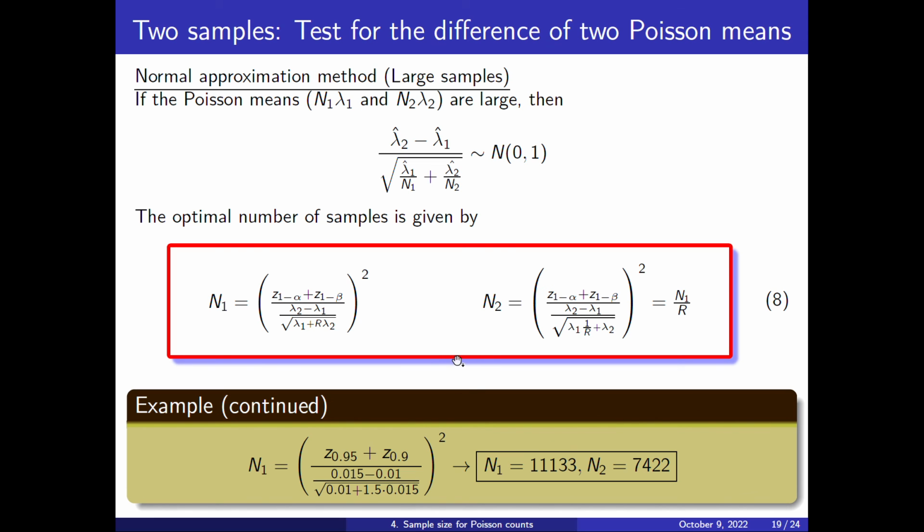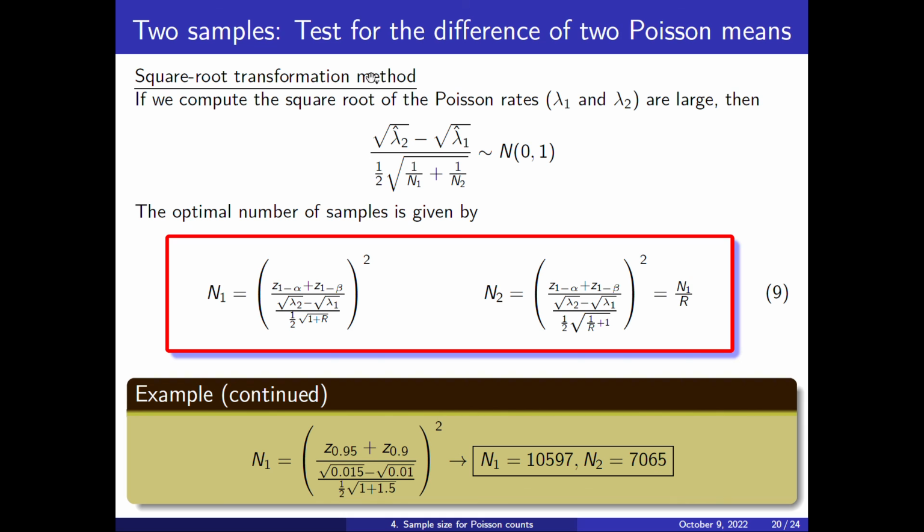And this is a different approximation. So if n1 lambda 1 and n2 lambda 2 are large, then this difference normalized in this way is distributed as a normal 0, 1, and these are the formulas for the sample sizes. And again we get something like 11,000, 7,000. So we see that approximate methods are pretty good if the conditions are met. Yeah, even yet another approximation, and again values in the same range.